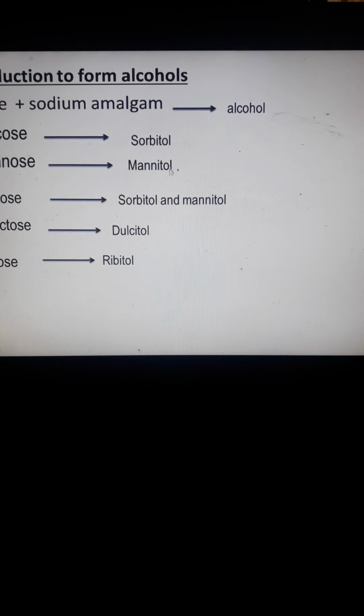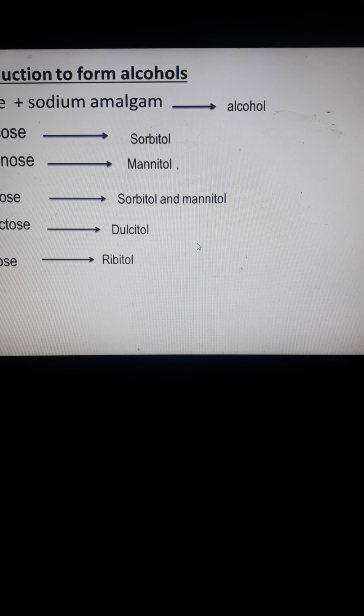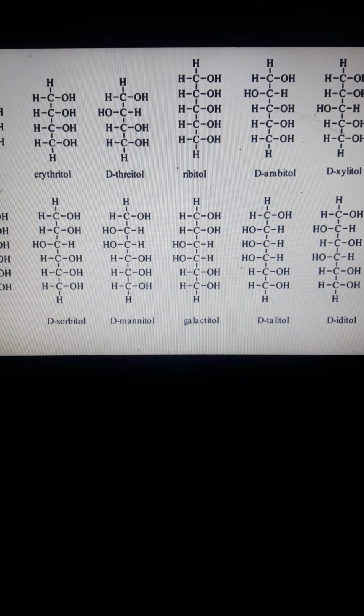This is an alcohol already. That is the reduction process. So examples of that, we have glycerol, erythritol, threitol, ribitol, arabitol, xylitol. Okay? And we have here dulcitol, sorbitol, mannitol, galactitol, talitol, and iditol. So these are examples of products of the reduction of sugars.